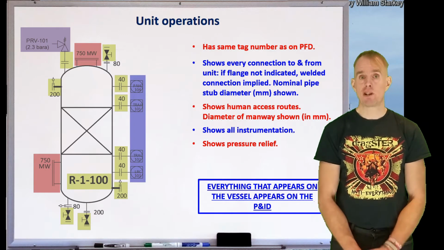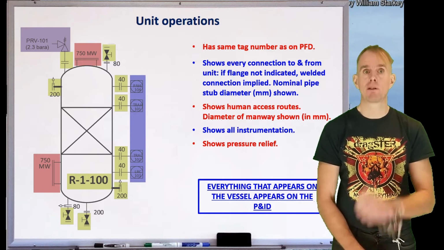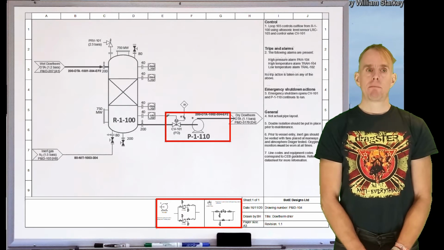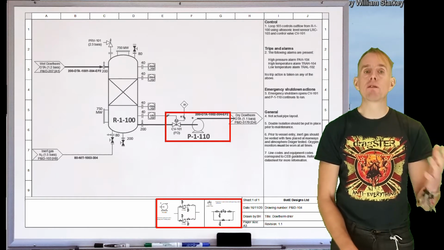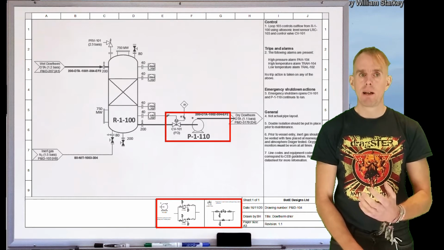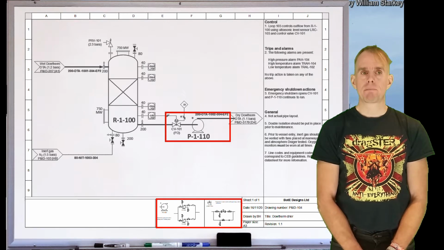So there's a lot of information here, and the take-home message is that everything appears on the vessel, appears on the P&ID. Let's zoom back out. Let's have a look at how material leaves this vessel. We've got a control valve and we've got a pump. And each of these items is illustrated by one symbol.